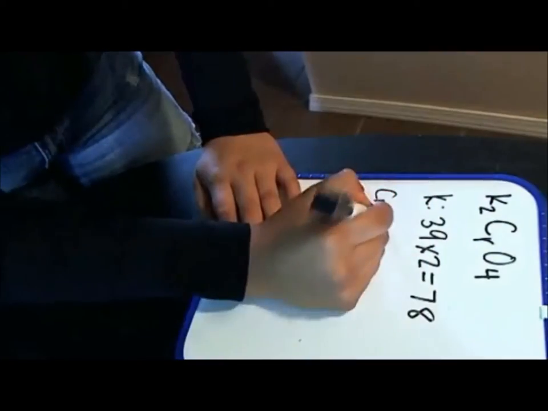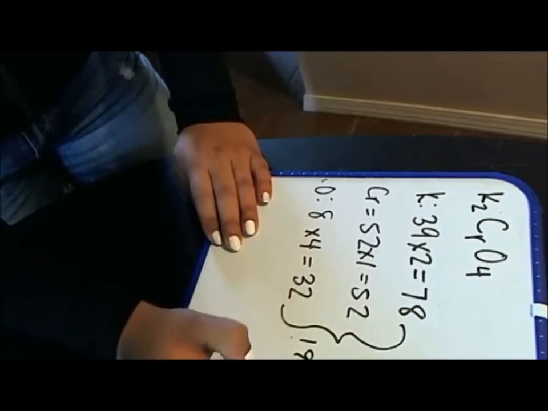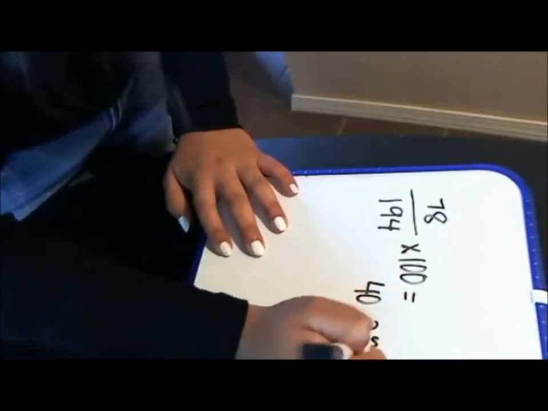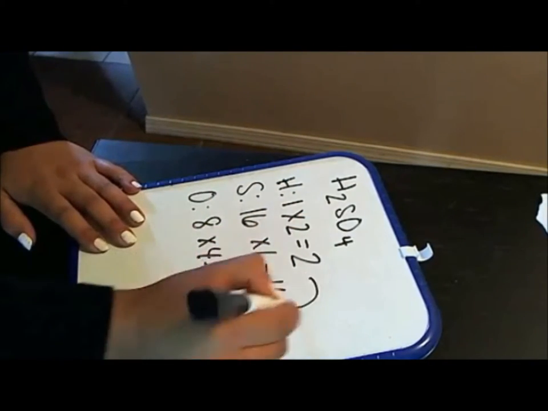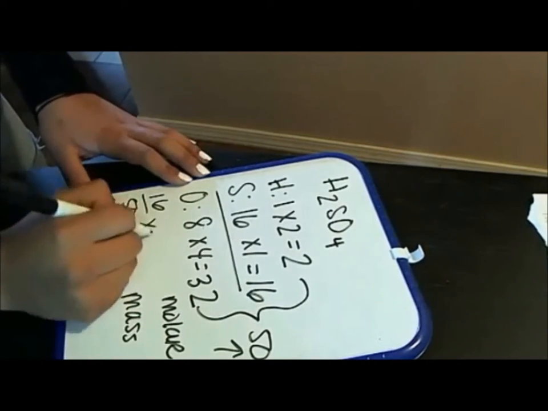Next, you'll find the mass of chromium, 32, but won't have to multiply it by anything. Lastly, you'll get the mass of oxygen and multiply it by 4 to get 32. Finally, you'll add them all up and get 194 grams. So to find the percentage composition, you'll divide potassium's mass by 194 to get 40.2. And that's how you find percentage composition.